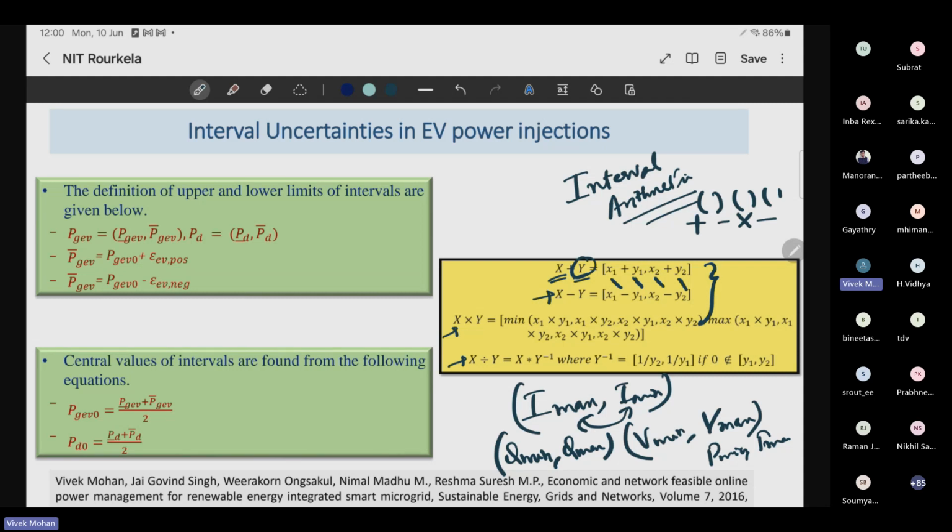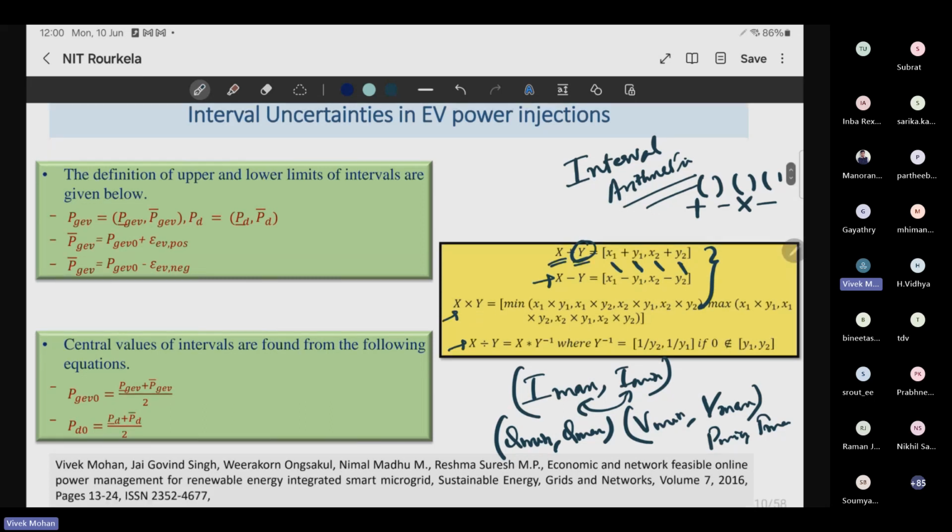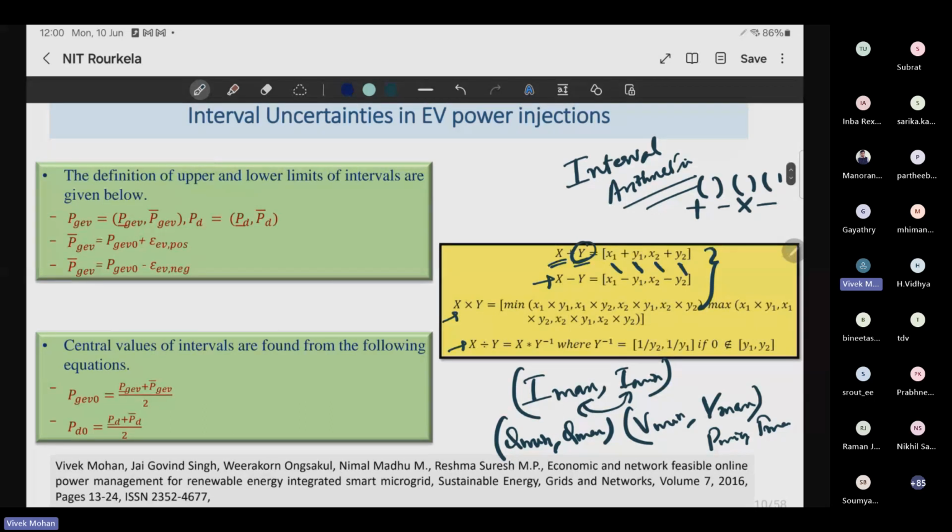So you have all these arithmetic operations possible in the interval arithmetic form. After running the load flow, your solution will also be in interval form. So if you are taking a PQ bus, your solution will be V and delta, and these V and delta would be in interval form. If you have a PV bus, Q and delta are the solutions, and these Q and delta would be in interval form. So that is how we do it.